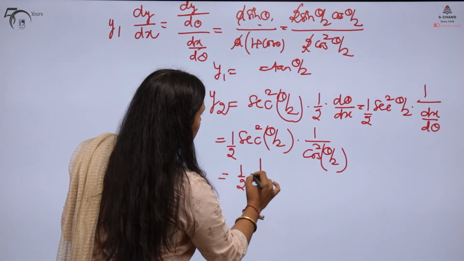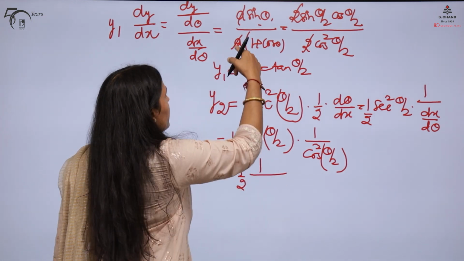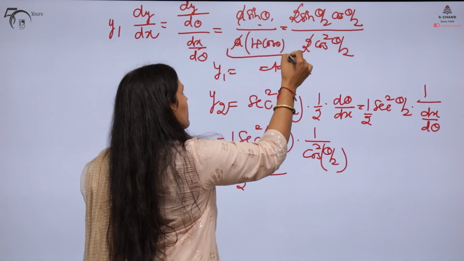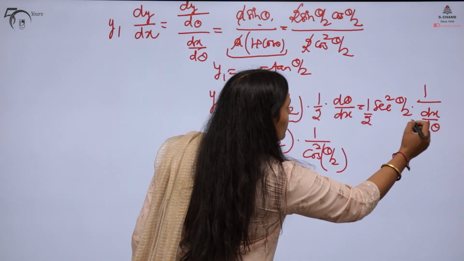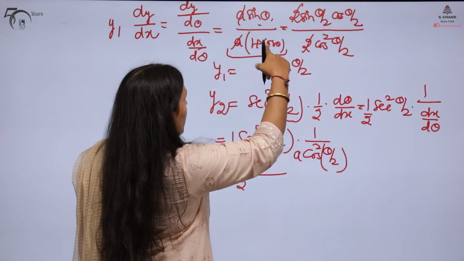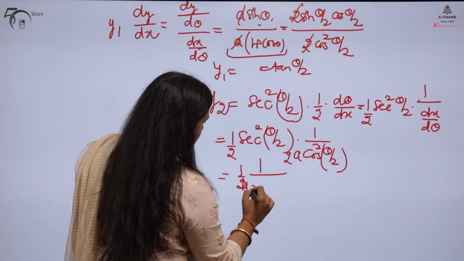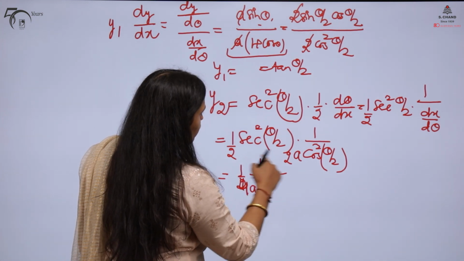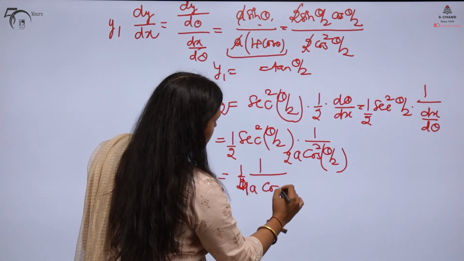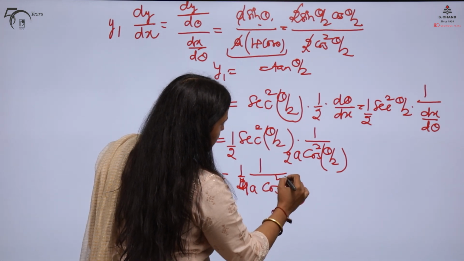Secant square is again 1 upon, and this a is also there. Some of the things you might be missing, a and 2 is also there. So, this is 4a, substitute carefully, 4a and cos 4, because this is again 1 upon cos square theta.